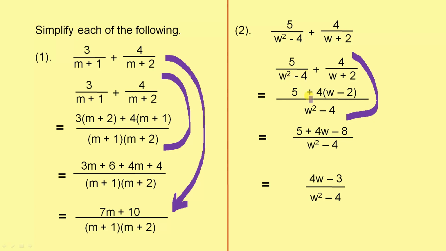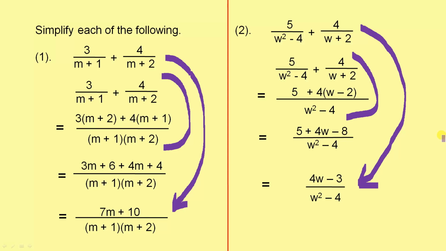So w squared minus 4 divided into w squared minus 4 goes 1. 1 times 5 is 5. W plus 2 into w squared minus 4 goes w minus 2. So that's 4 outside of w minus 2. That's the 4 there. So we expand that to give us 5 plus 4w minus 8 over w squared minus 4. And that gives us 4w minus 3 over w squared minus 4. So we started there and that is the answer.